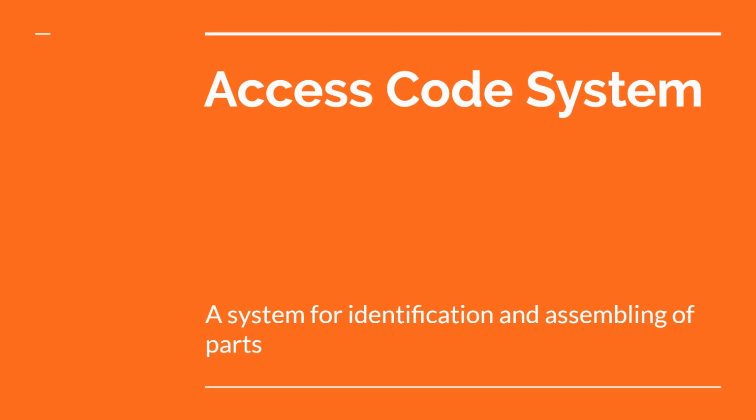Hello everyone. In this video we are going to discuss the access code system. It is a system for identification and assembling of parts.